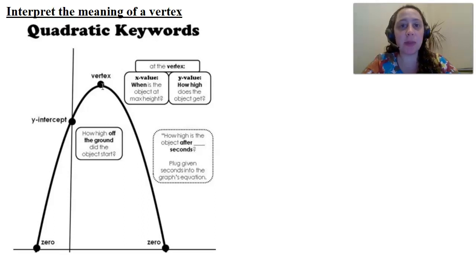The vertex helps us answer two questions. When is an object at its maximum height? Or how high does the object get? The x values here are typically in time, so that's why the x values answer the question when. The y values are typically a height, so the y values answer how high. And we could actually find how high is an object after some amount of seconds by just plugging in that time into our equation. Let's do some examples.